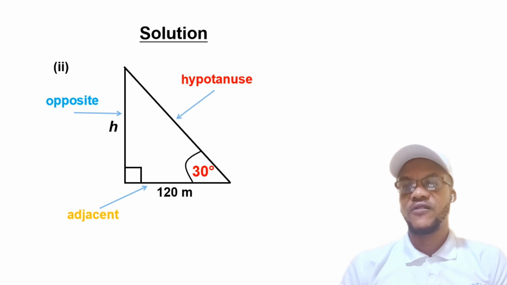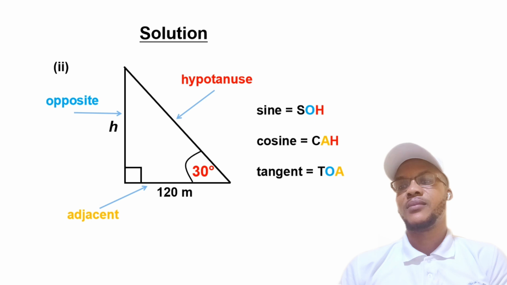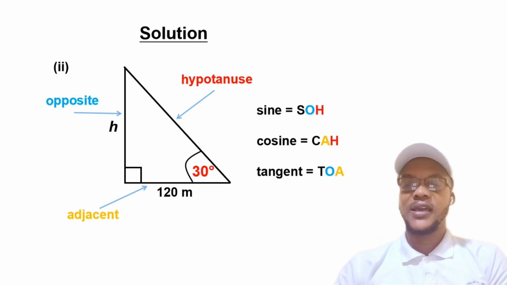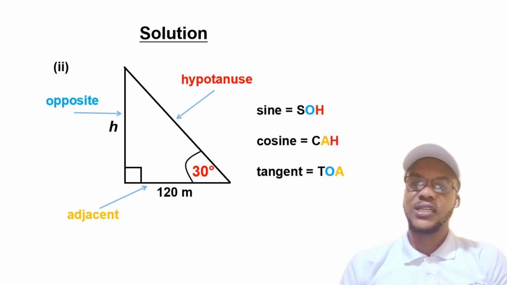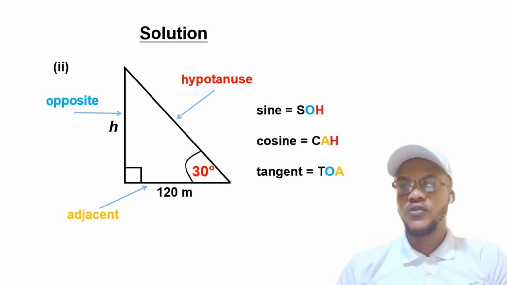But once we have this angle there, we are going to employ the three basic ratios of trigonometry: the sine, the cosine, and the tangent. We shorten it to SOHCAHTOA. This is the term most people use; they recite it so that they don't forget. So we are going to use SOHCAHTOA to solve this one.